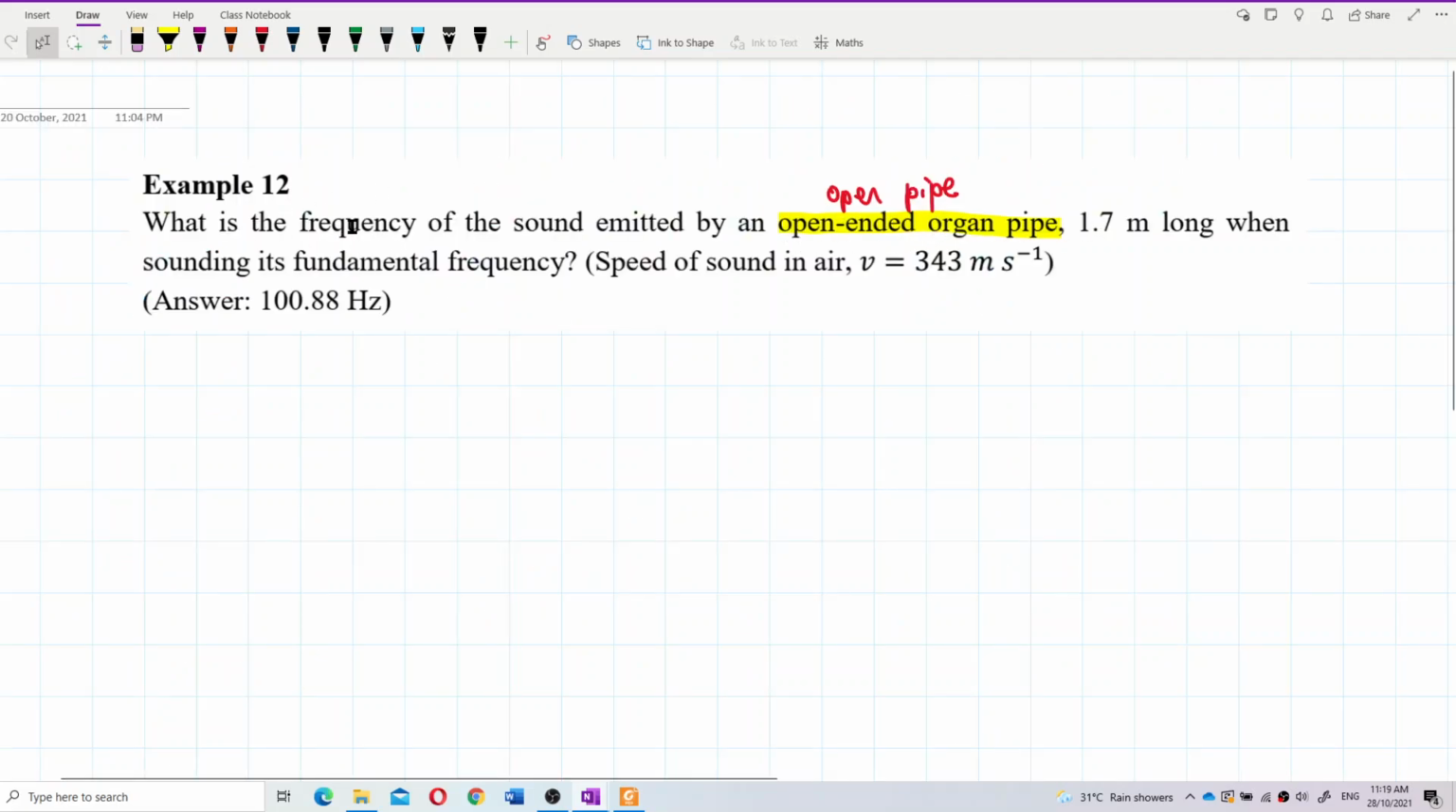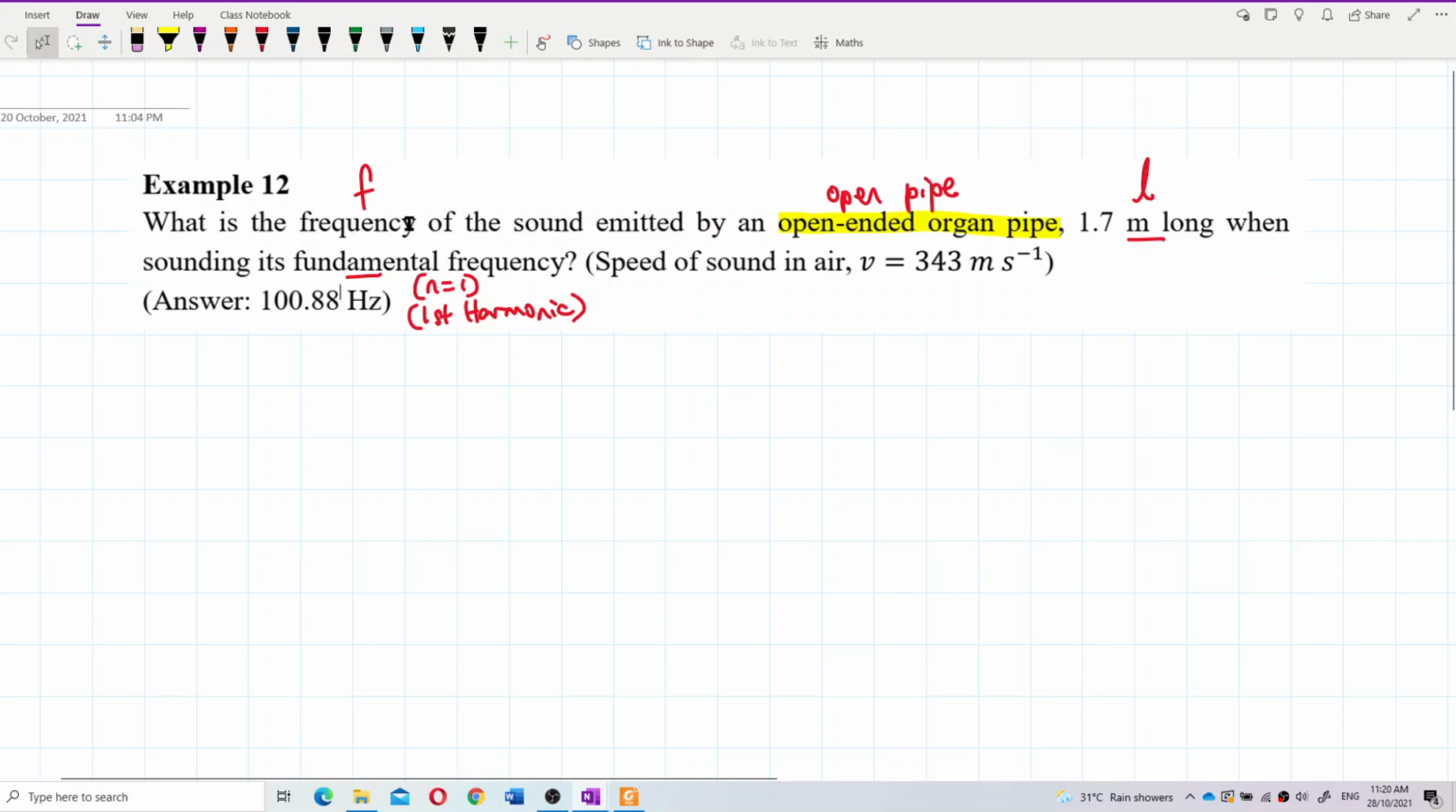So what does he ask for? The question asks for frequency. This is the length of the whole pipe. This is not wavelength, this is just the length. We want to find the fundamental frequency. Fundamental frequency actually is the first harmonic, n equal to 1.